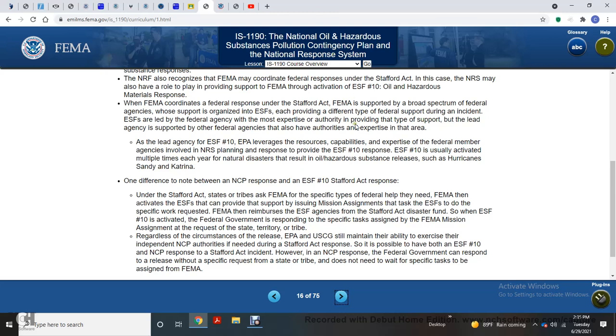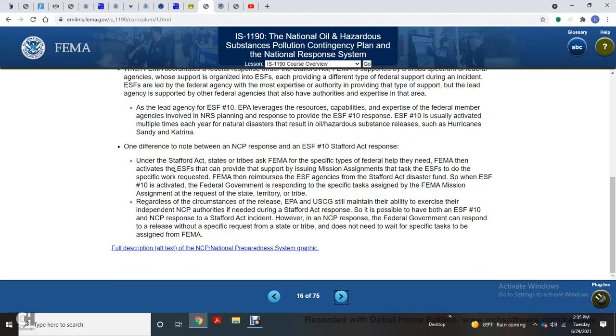Emergency support function number 10 is usually activated multiple times each year in national disasters that result in oil or hazardous substance releases, such as Hurricanes Sandy and Katrina. What is the difference between the National Contingency Plan and the Emergency Support Function number 10 Stafford Act response? Under the Stafford Act, states and tribes ask FEMA to specify the types of federal help they need. FEMA then activates the emergency support function, issuing mission assignments that task the function with the specific work requested. FEMA then reimburses the assigned agency from the Stafford Act Disaster Fund.